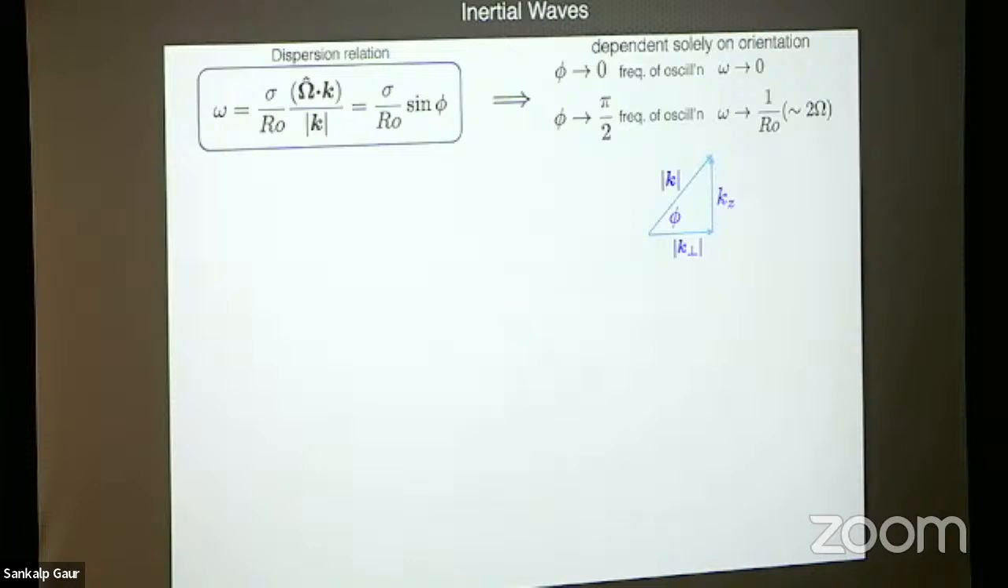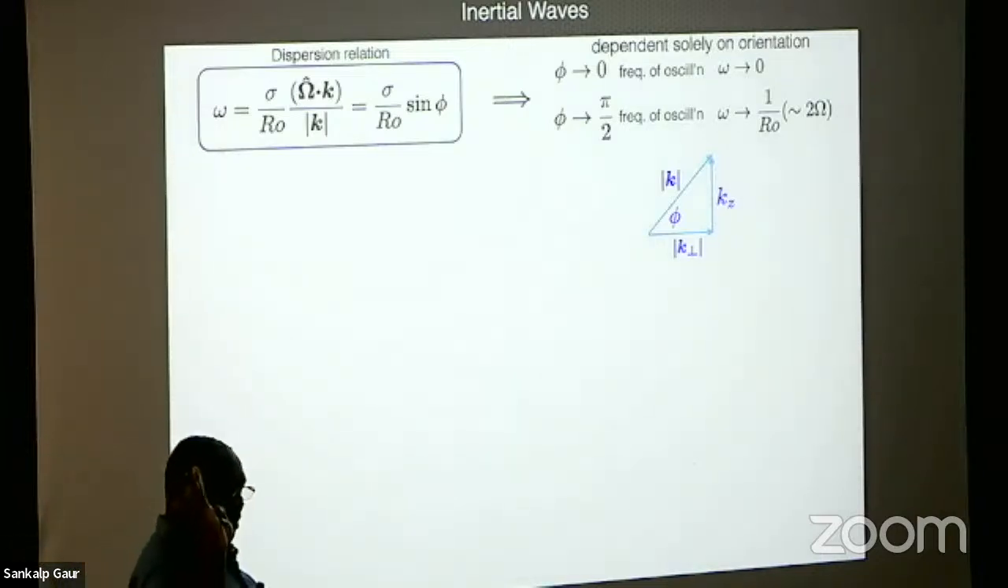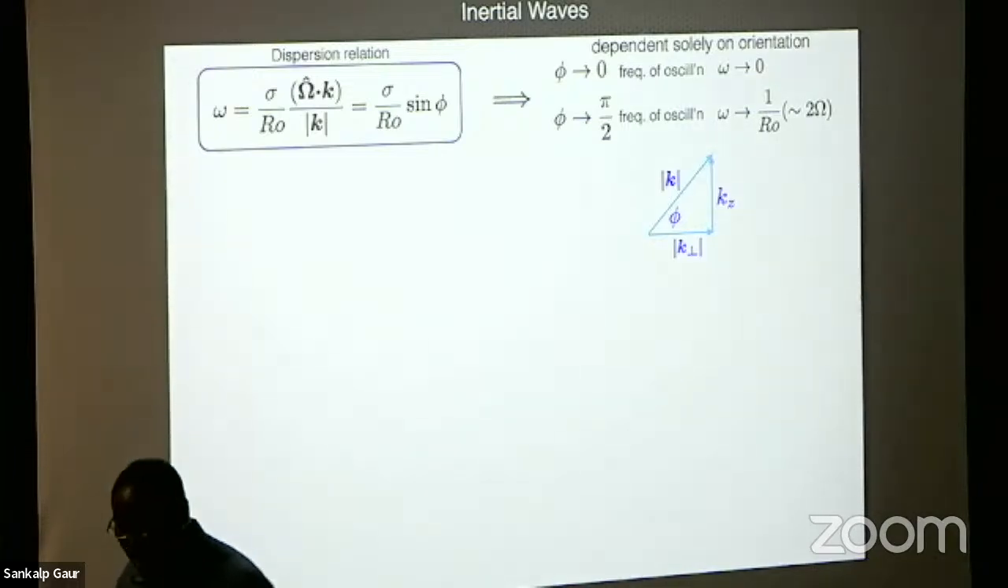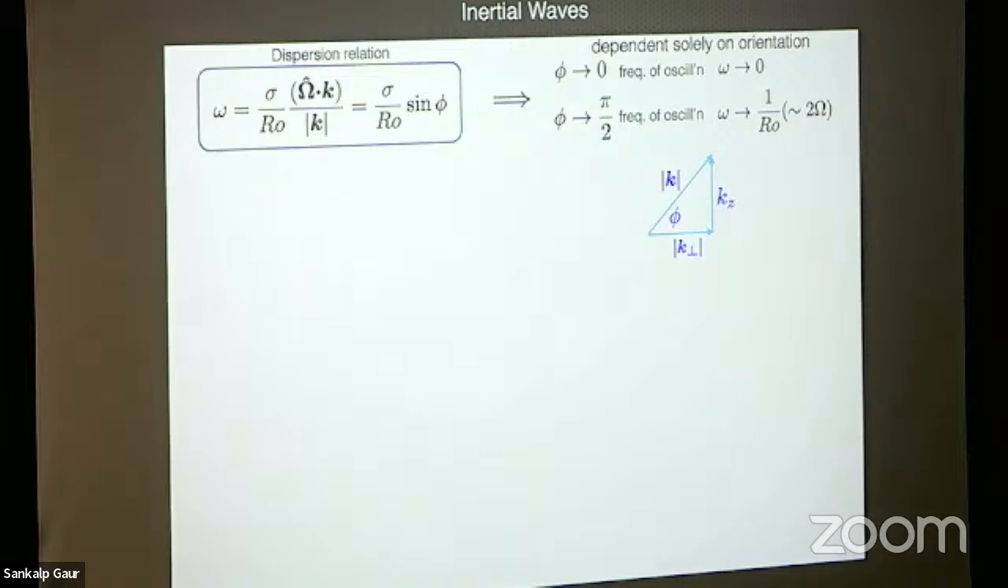It says if phi is equal to zero, that means the phase fronts are going to be perpendicular to the rotation axis. You can see that the frequency of oscillation is very slow in this case. And we'll come back to that in a second.